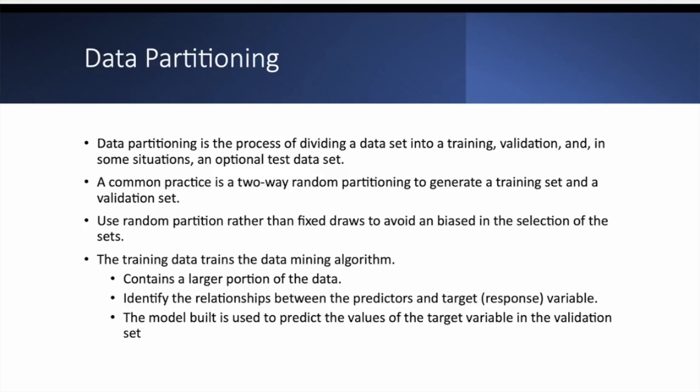In one of the examples we did a fixed draw. Now, in general we're going to do random partitioning to avoid any bias in the selection of the training and validation data sets. The training data set, which contains the larger portion of the data, trains data mining algorithms to identify the relationship between the predictor variables and the target variable, which is the response variable. So the target variable is our response variable.